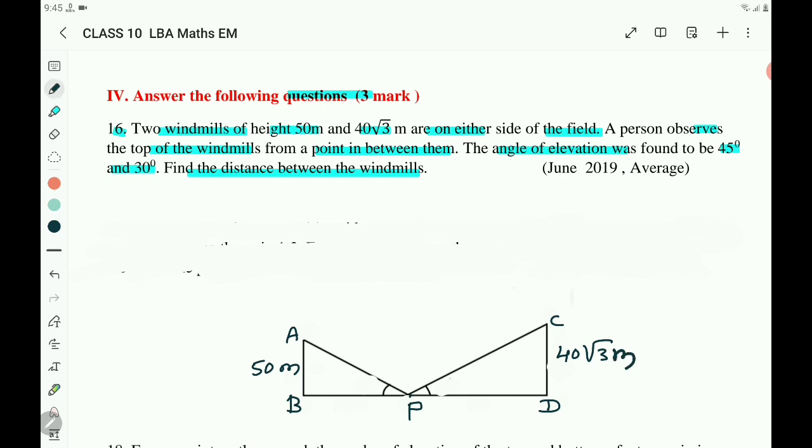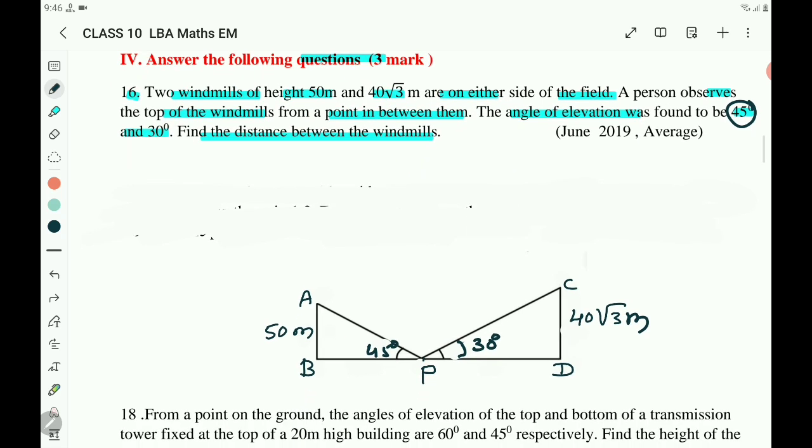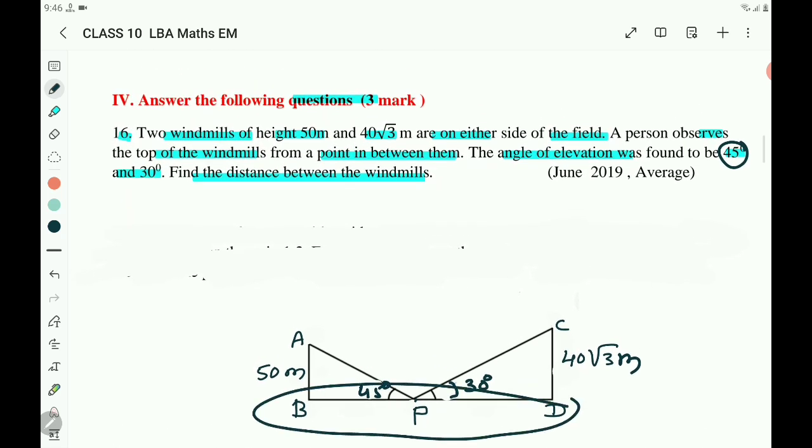Then you take the point in between the windmills and the angle of elevation of the windmills are given. Angle of the elevation of the first windmill AB is how much? 45 degree and the windmill CD is 30 degree. Then to find the distance between the windmill, the distance between the windmill is BD. From B to D, how much distance is there, that you have to find out.